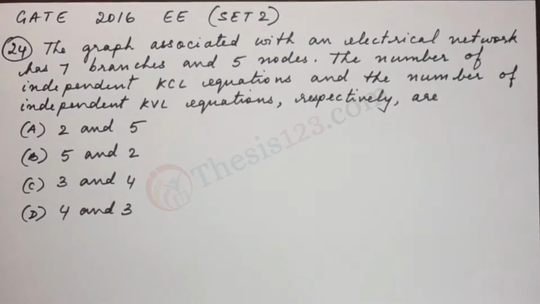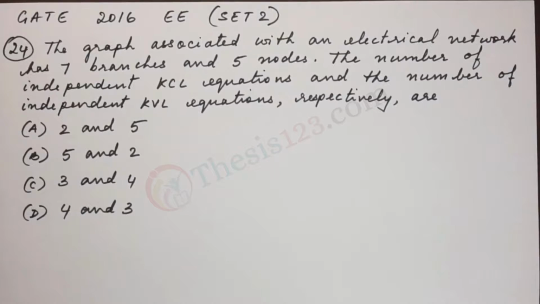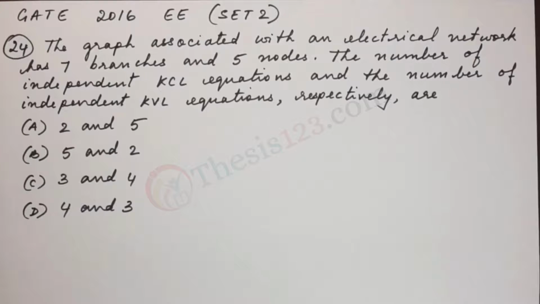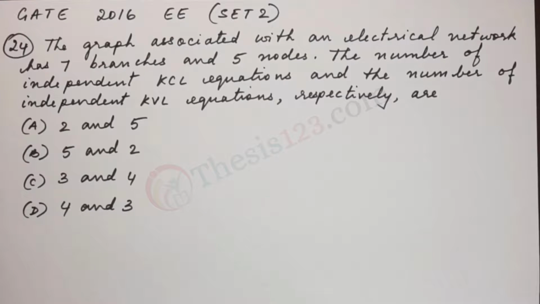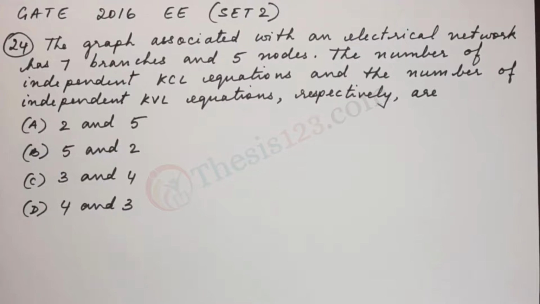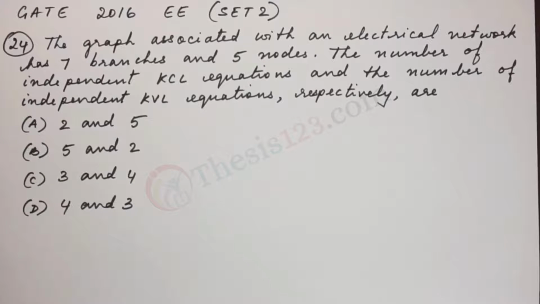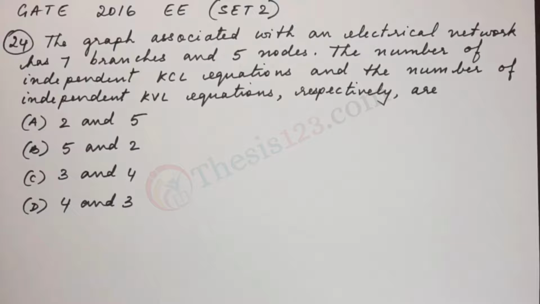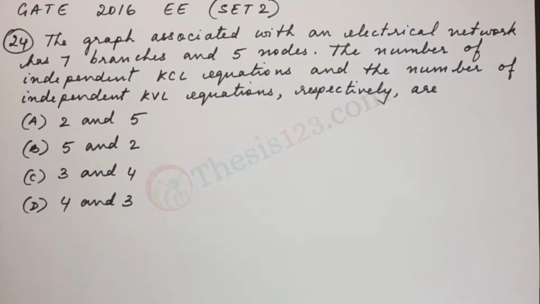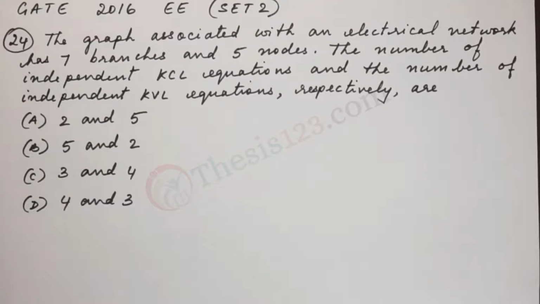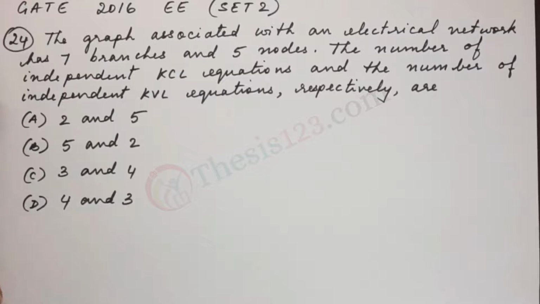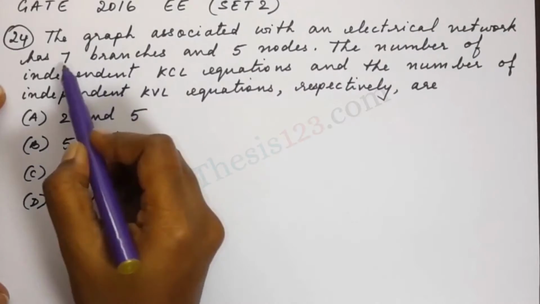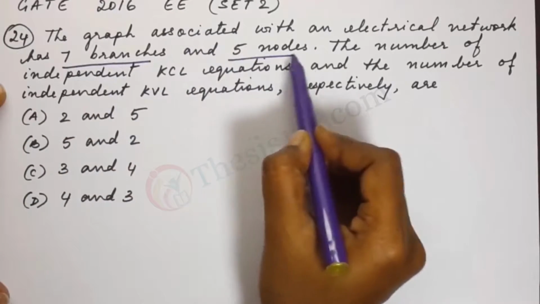Here's the next question, number 24. The graph associated with an electrical network has 7 branches and 5 nodes. The number of independent KCL equations and the number of independent KVL equations respectively are. Okay, so since they're talking about a graph, let's just assume a certain graph. So it says that there are 7 branches and 5 nodes.